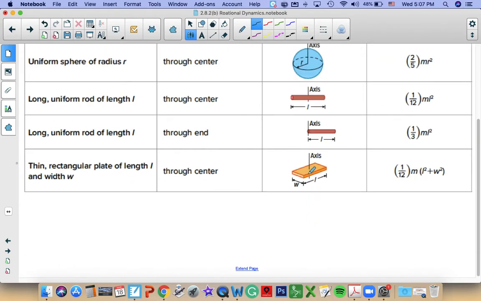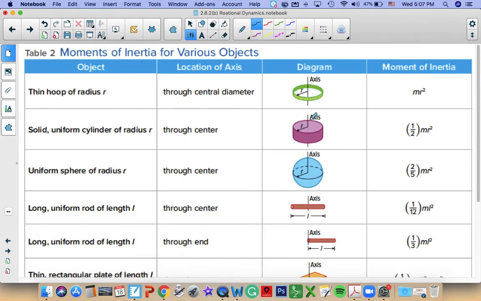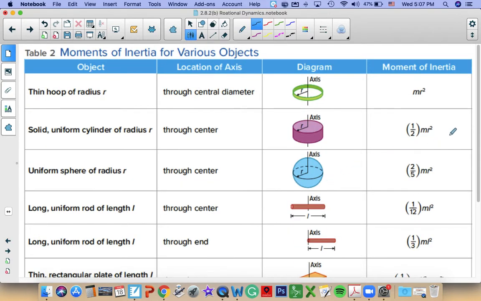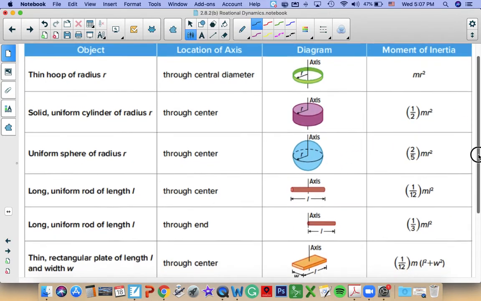And then this would be our rectangular plate or rectangular prism. So this would be more like our book. And we're spinning it around the center, which you should recognize as the 1/12. Okay, so we can kind of generalize objects in the world that we work with. There's probably more than this, but these 6 things here, we can generalize quite a few things as these 6 things.